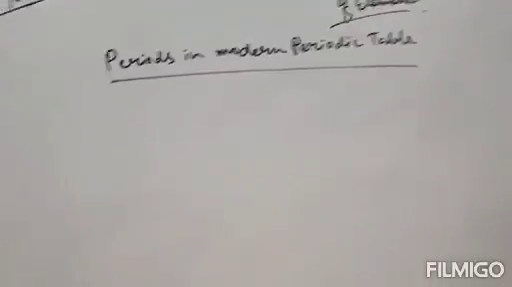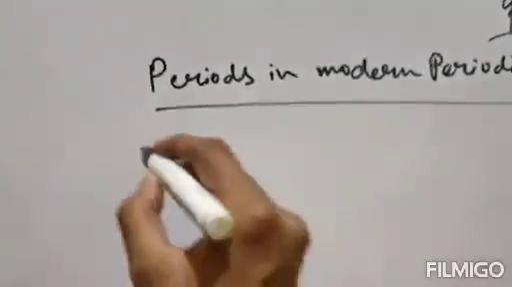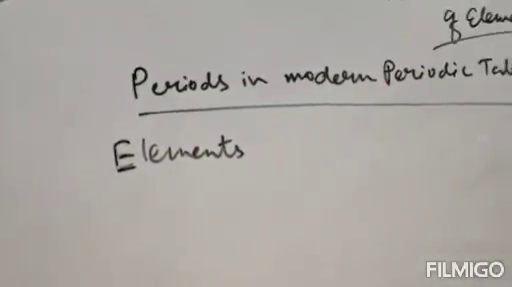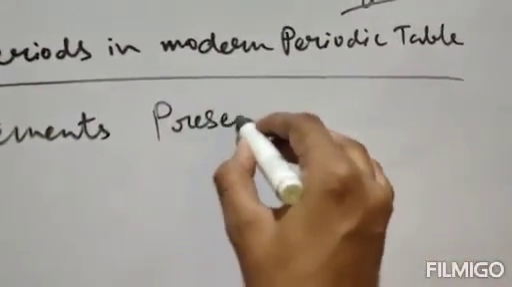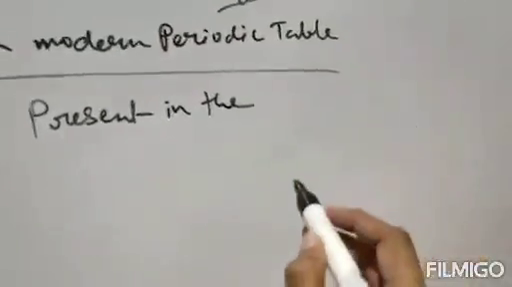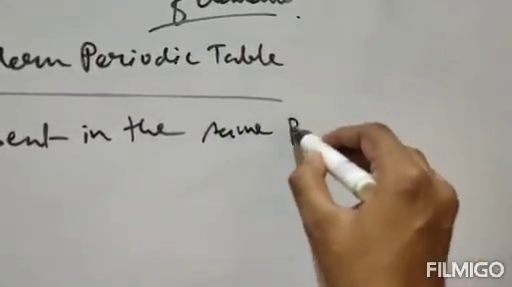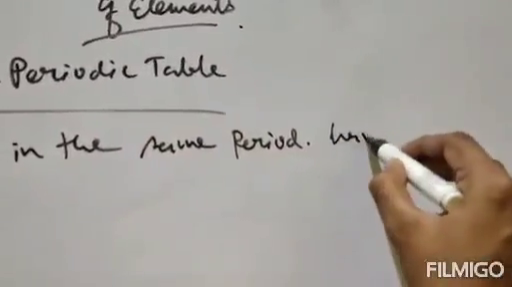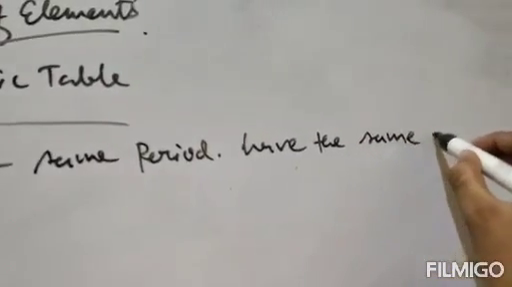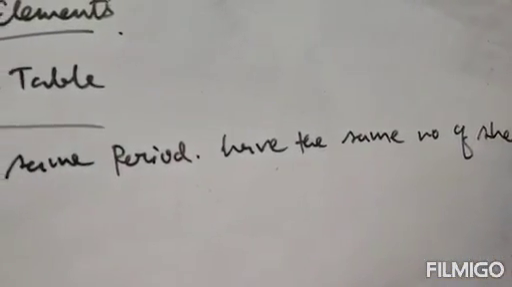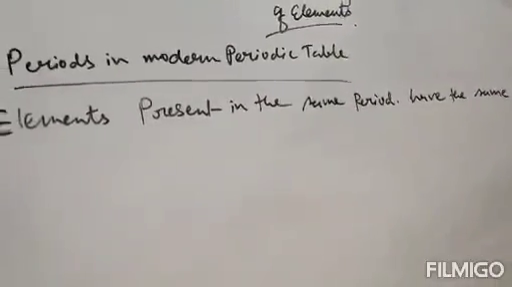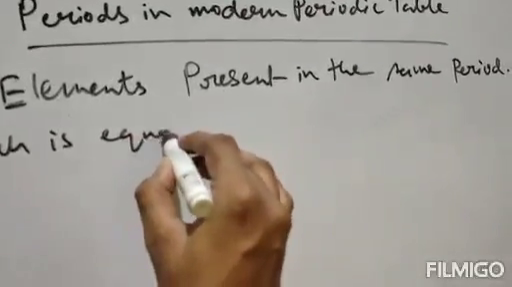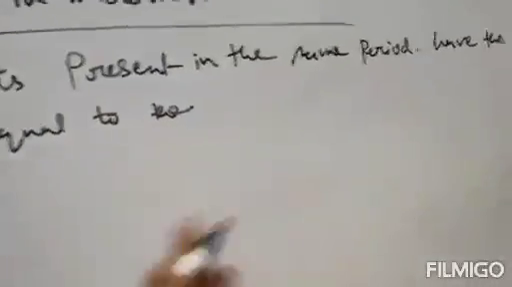So this information we will write as a brief note. Elements present in the same period have the same number of shells, which is equal to the period number.